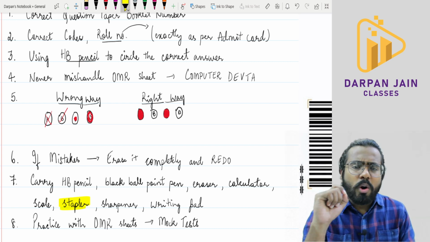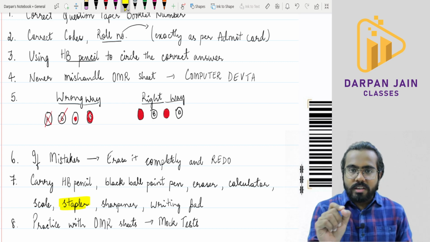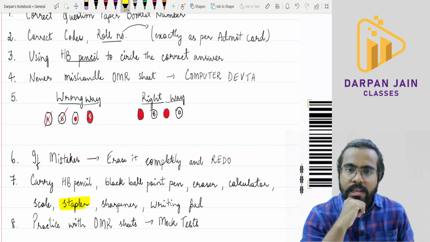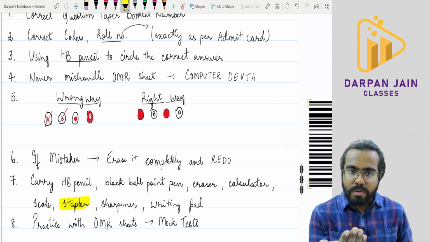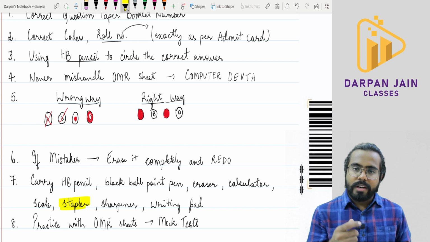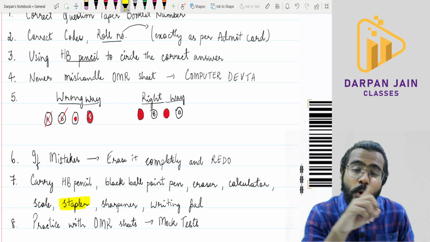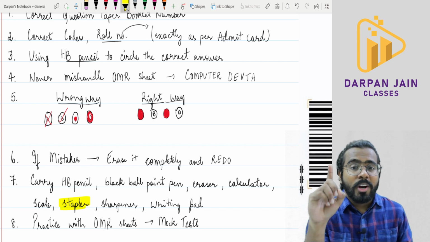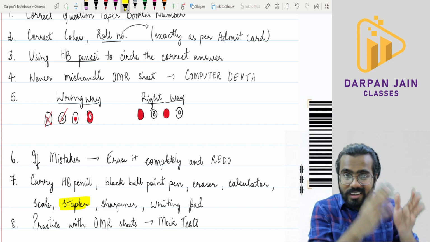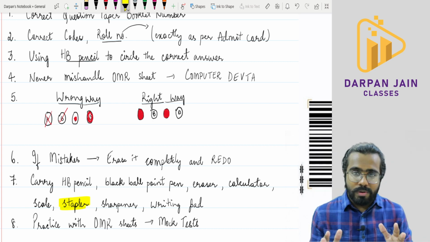Now, a lot of students ask this query, sir, मैं एक question बढ़ के एक circle करूं या सारे questions एक साथ circle करूं? I will read questions from the question paper booklet. I will mark my correct answers in the question paper booklet. Then all of them together I will do in the OMR sheet. Don't do that. Do not do that.